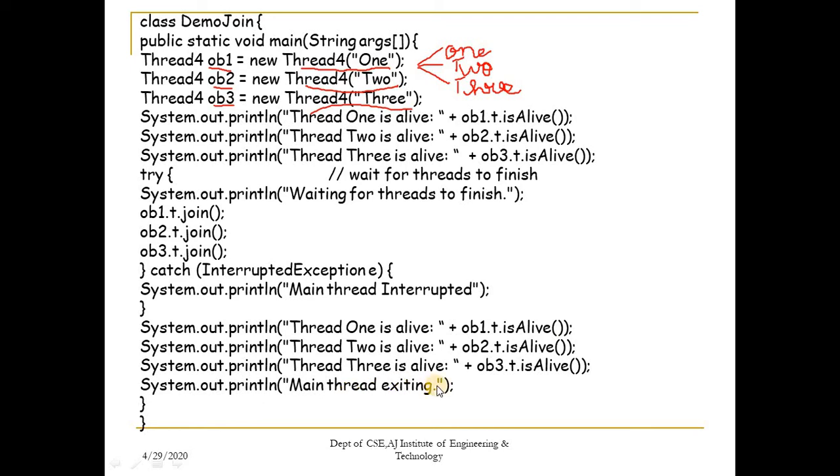And finally the main thread will be exiting. So this is a program demonstrating the use of the join method and isAlive. So let us execute this program and see DemoJoin.